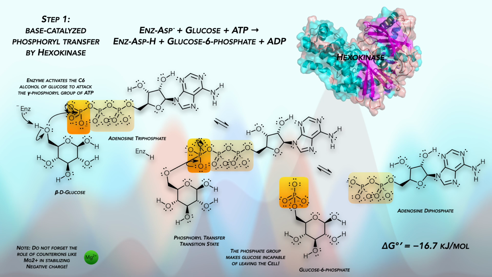Although ATP is consumed, this phosphorylation accomplishes two essential goals. First, it traps glucose inside the cell by introducing a permanent negative charge. Second, it marks the sugar as a metabolic intermediate recognized by downstream enzymes. The investment phase has begun.